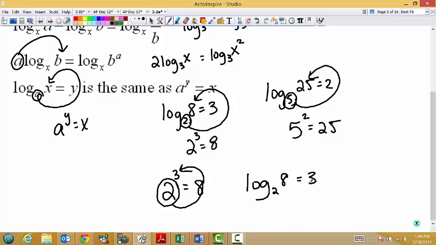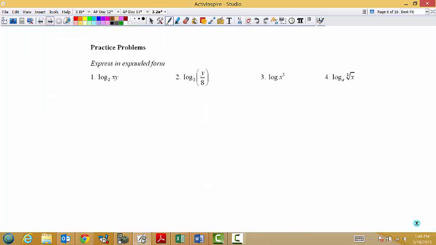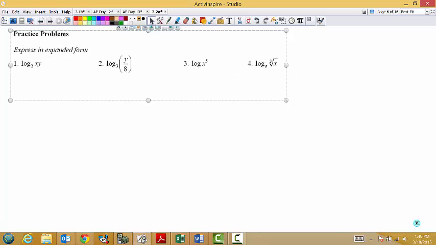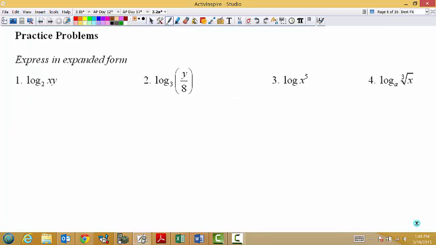Yay. Okay, and we'll do some more of those in a second. So it says practice problems. Express in expanded form. Expanded form is write it with more than one log.